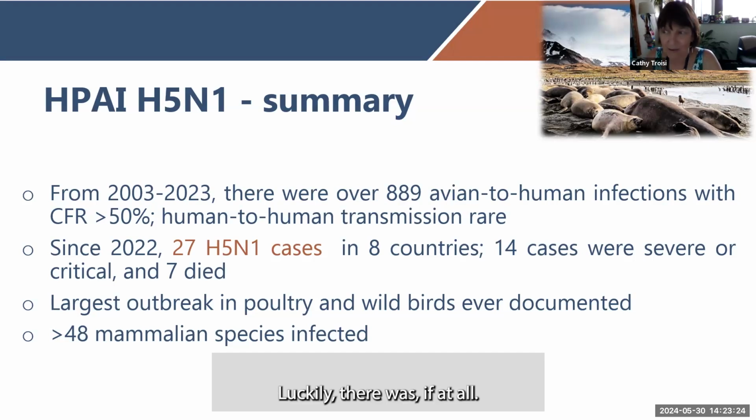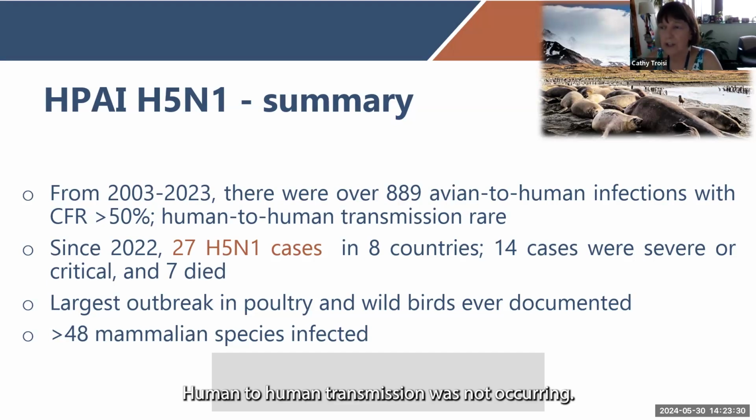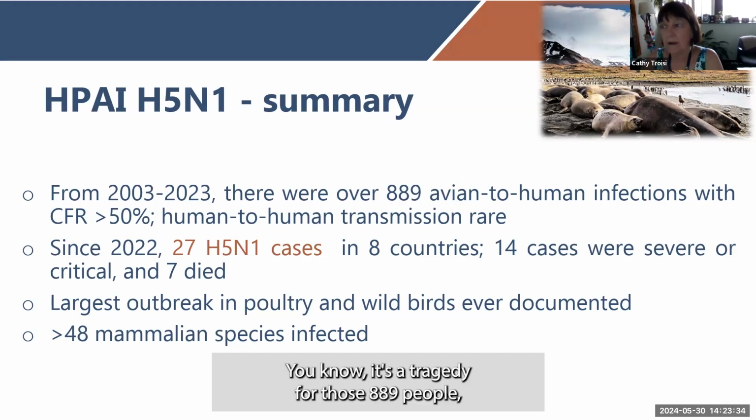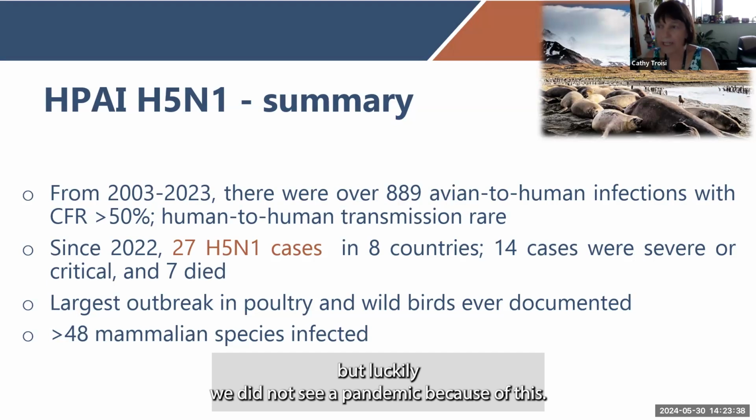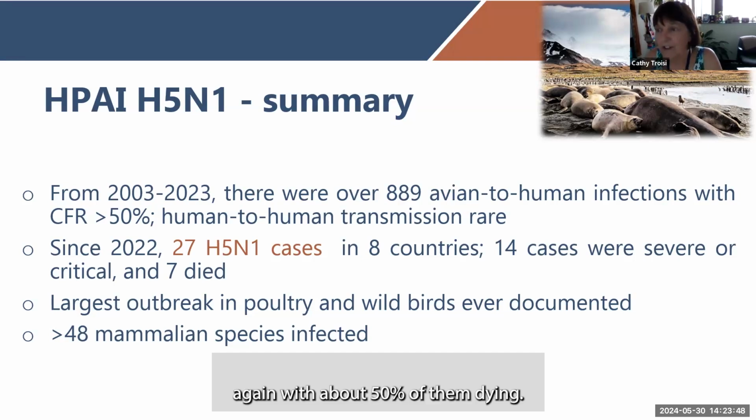Luckily, as I said, sometimes it's hard to tell where transmission is occurring, but human-to-human transmission was not occurring. It's a tragedy for those 889 people, but luckily we did not see a pandemic because of this. And then since 2022, there have been 27 cases, again with about 50% of them dying.